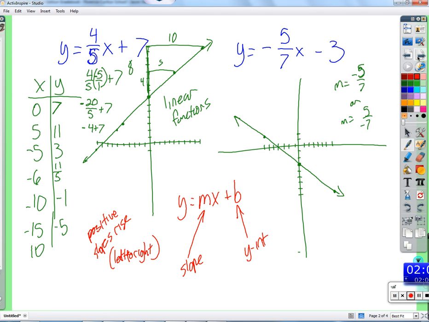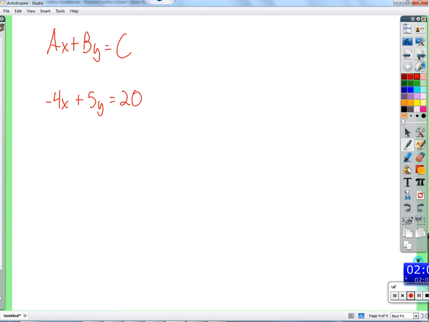Well here, that's not maybe the easiest thing to do. But what would be something very easy to plug in for x, and then you'll know what y is? You can plug in 0 for x, let's start with that. 5y then equals 20. If I plug in 0 for x, that term just goes away, and I'm left with 5y equals 20. So that tells me that if I put in 0, what do I get out for y? 4. Easy, right? I have a point.